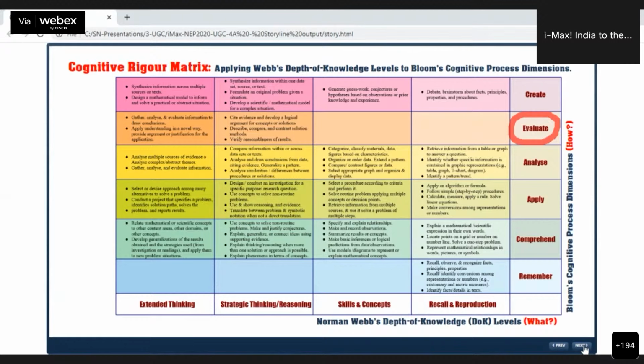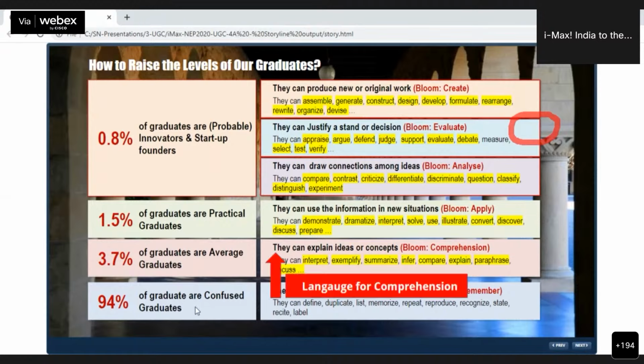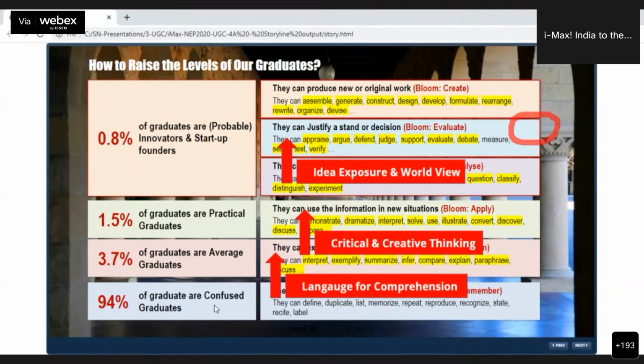So here I am going to show something very different. How to raise the level of our graduates. So it is important that we must take the bottom level students, that is confused graduates, to at least average graduates, to practical graduates, and more innovators and startup founders, because 94% is too high here. But one thing, a country will definitely have this, but we cannot exceed this more than 45% if India has to become a world superpower according to our Atmanirbhar Bharat Vision 2047, etc.